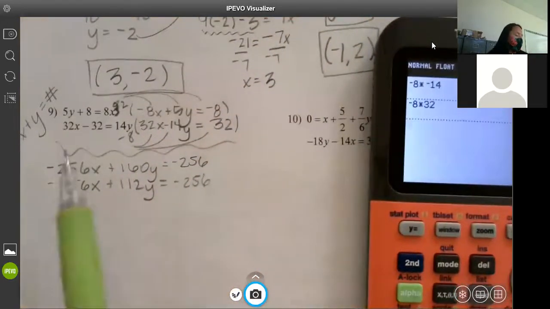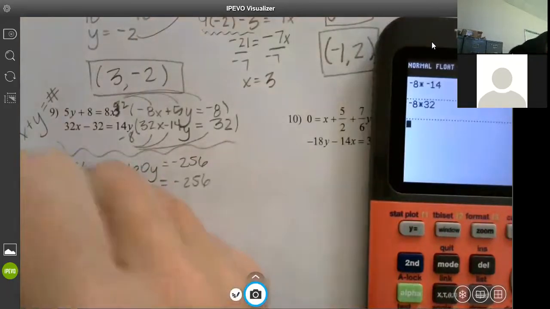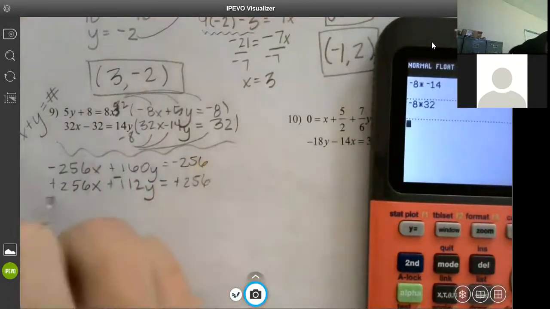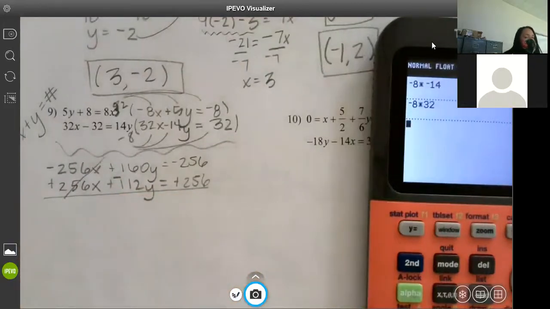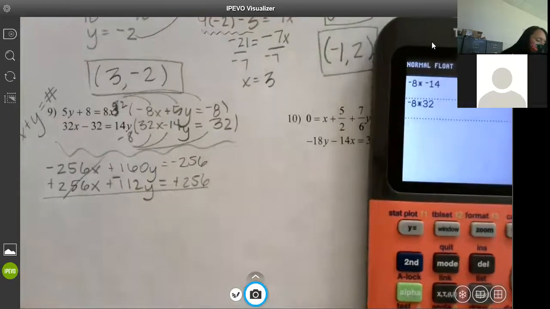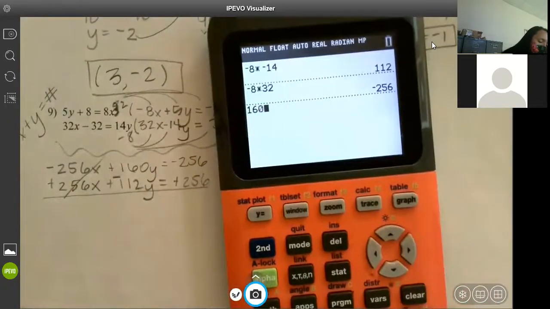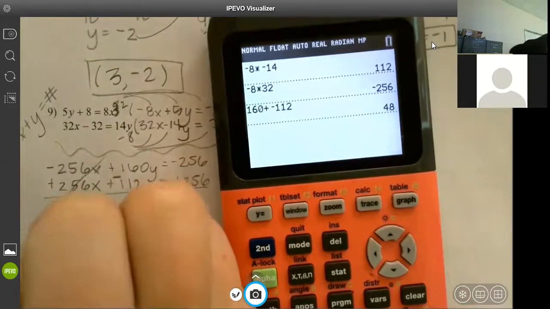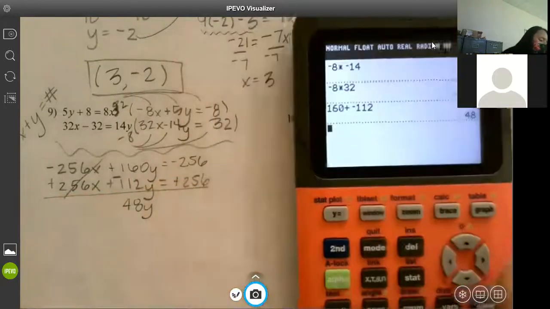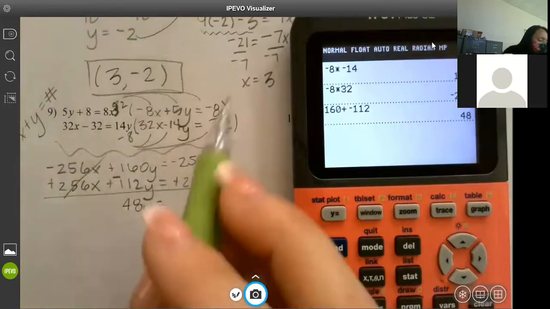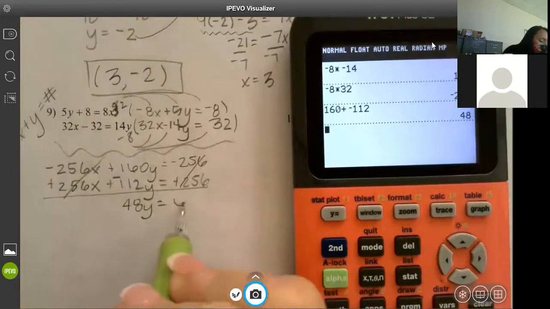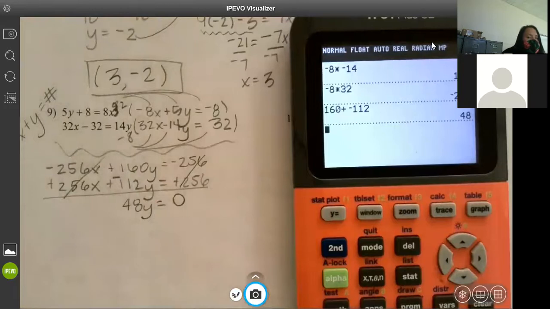How do we get them to cancel out? Change, change, change. Your 256 cancels out, so your x's cancel out. 160 plus -112 gives us 48y. What happens to these 256s? They cancel out as well, but they make 0.